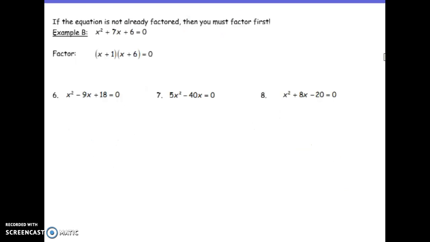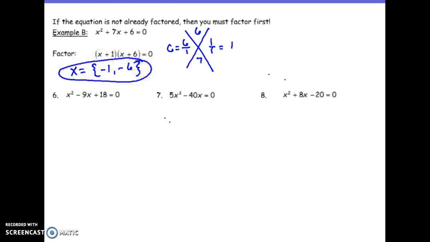If the equation is not already factored, you must factor first. So in my first example, what we learned from last unit, if you take 6 times 1, you get 6, and then you have a 7. So in order to get 6, we're going to factor it. We've got 6 and 1, divide by our leading 1, and we have 6 and 1. So when we factored it, we have x plus 1 and x plus 6 is equal to 0. If we set each of the factors equal to 0, our solution is going to be x is equal to negative 1 and negative 6. So that's what our solution would be, or our roots would be.